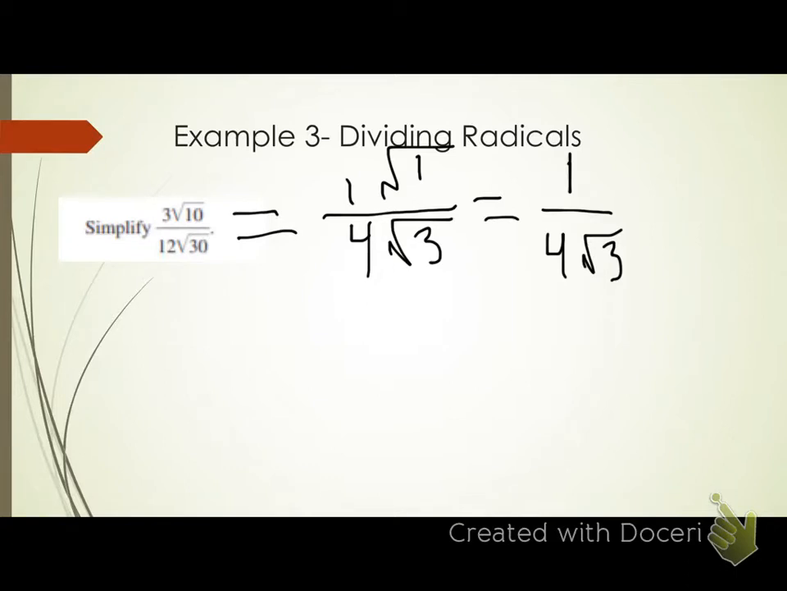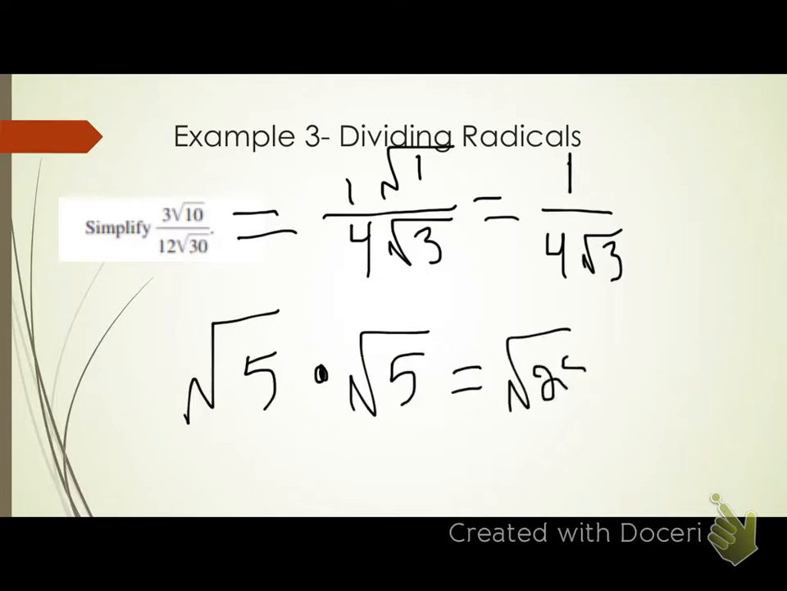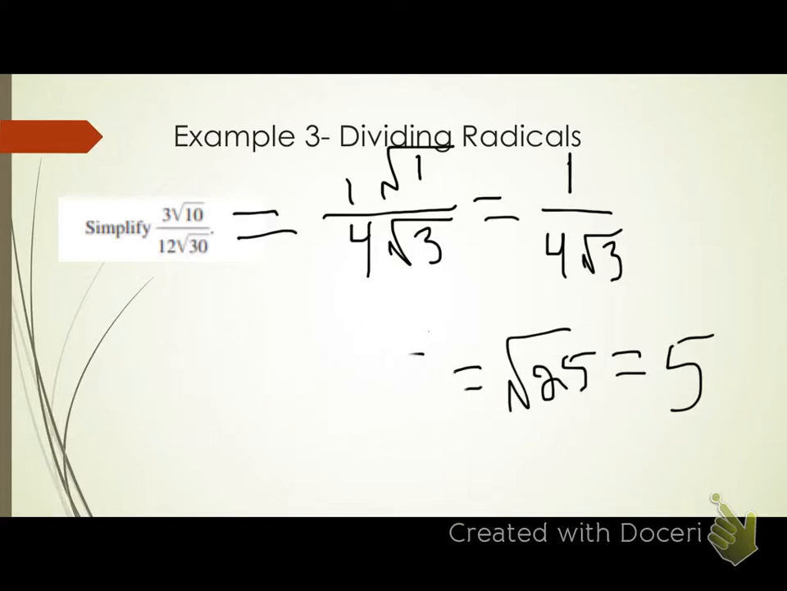So let's look at something real quick. If I have the square root of 5 and I multiply it by itself, that's going to give me the square root of 25, which is just 5. So anytime I multiply a radical times itself, my solution is going to be my radicand. It's just going to eliminate my radicals. So that's what I need to do to be able to eliminate my radical in my denominator.